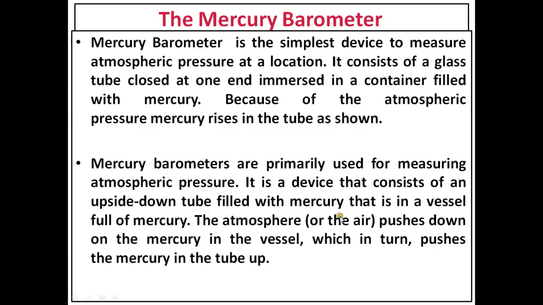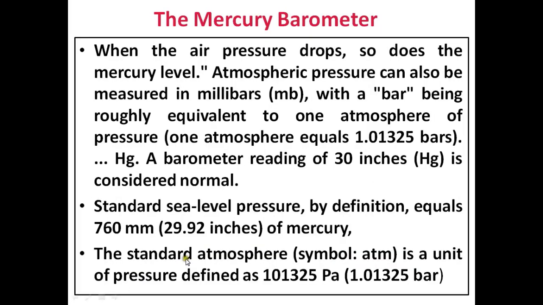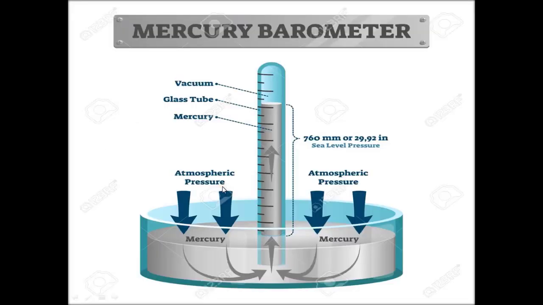The atmosphere pushes down on the mercury in the vessel, which in turn pushes the mercury in the tube. So we can see here the atmospheric pressure which is being applied here. This is the mercury and the atmospheric pressure is applied here, so it is pushing the mercury to move up in the tube, which is the glass tube here. You can see that this gray color is the mercury. This is the vacuum here at the upper part of the tube.